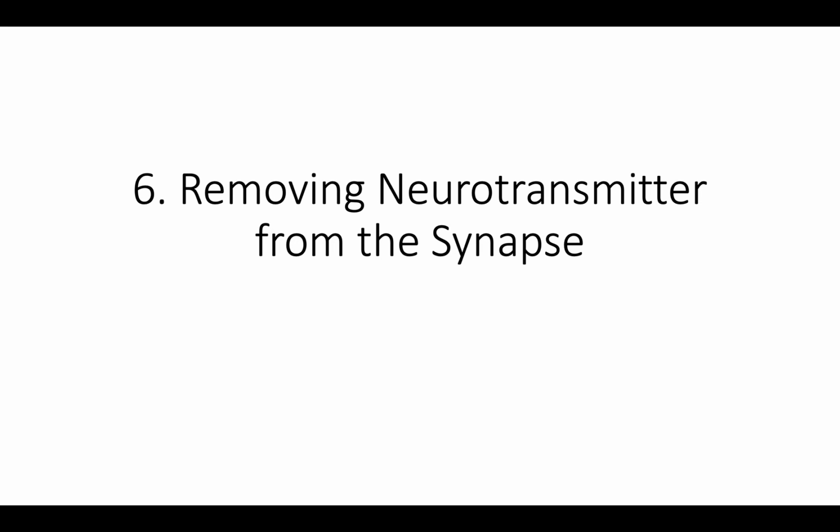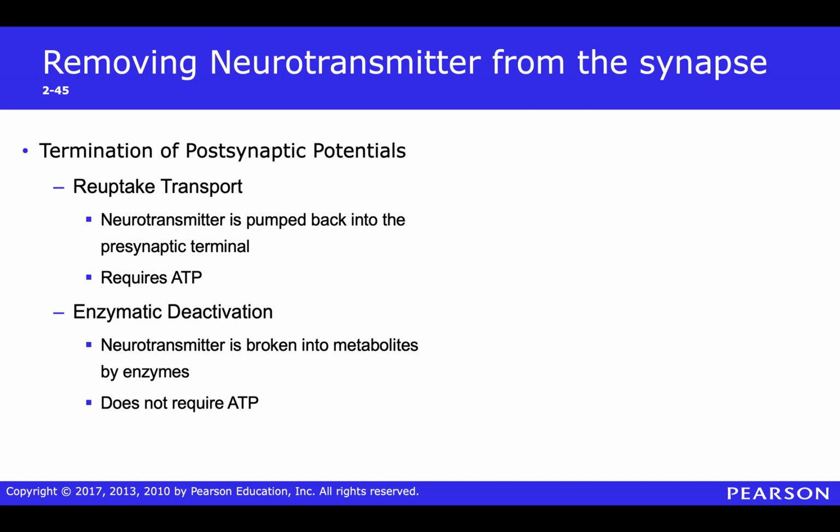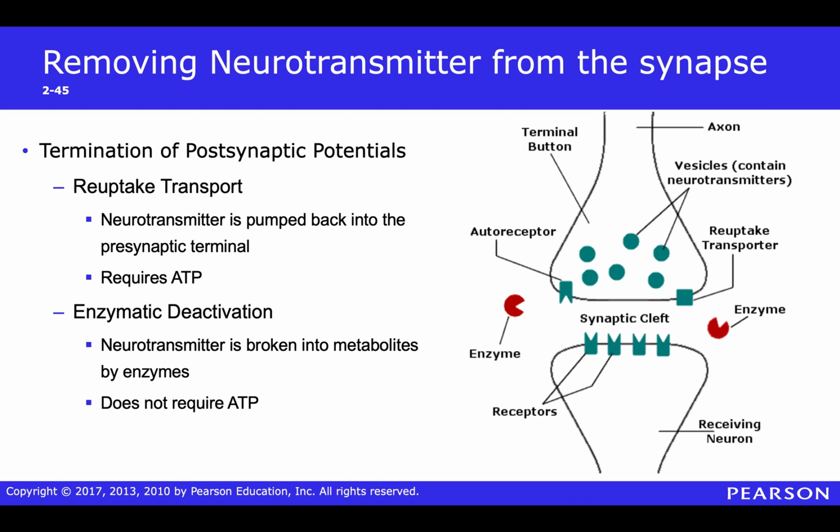Communication between the pre- and postsynaptic neuron is brief. It's important, therefore, to remove the neurotransmitter from the synapse. There are two main mechanisms for this to occur: reuptake and enzymatic deactivation. A reuptake transporter uses ATP to pump neurotransmitter from the synaptic cleft back into the presynaptic terminal.